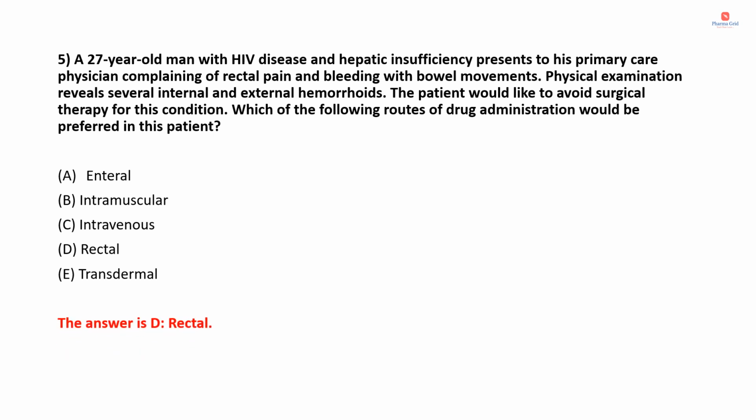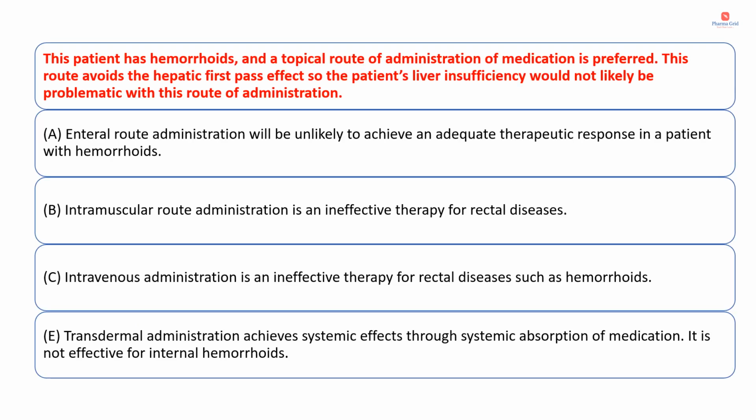So this rectal route is the drug administration that can be preferred in this patient. In this case, this patient has hemorrhoids and a topical route of administration of medication is preferred. This route avoids the hepatic first pass effect, so the patient's liver insufficiency would not likely be problematic with this route of administration. Then option A, which is the enteral route of administration, will be unlikely to achieve an adequate therapeutic response in a patient with hemorrhoids.